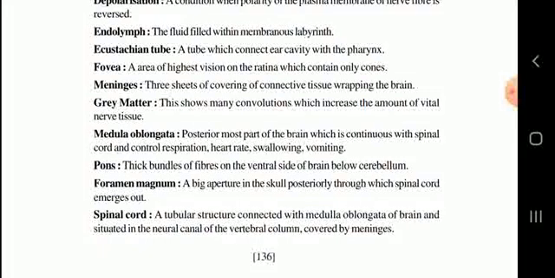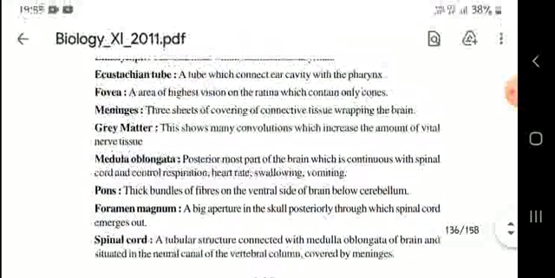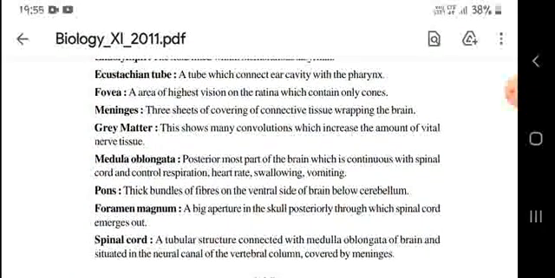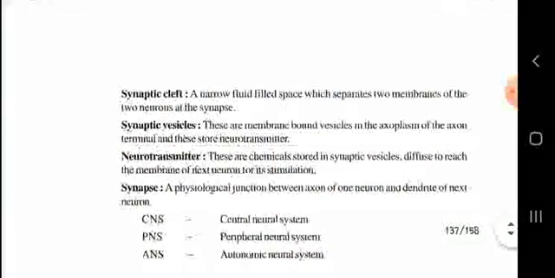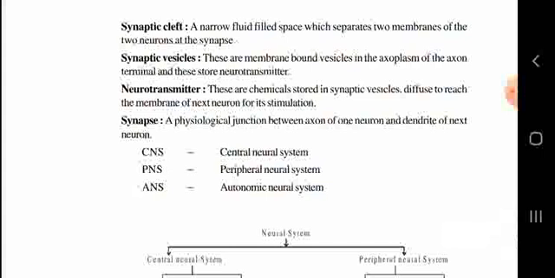And spinal cord: a tubular structure connecting with the medulla oblongata of the brain and situated in the neural canal of the vertebral column, covered by the meninges. Next, synaptic cleft: a narrow fluid filled space which separates two membranes of the neurons at the synapse. It is the space, as you know.